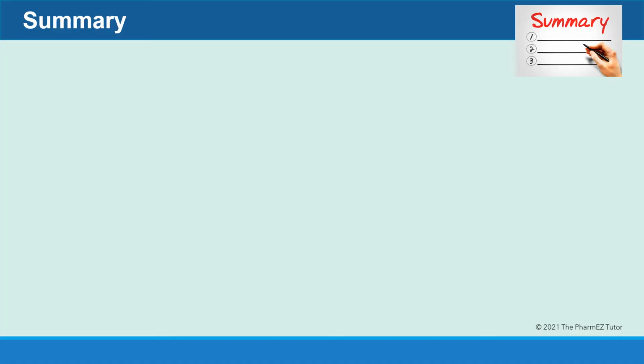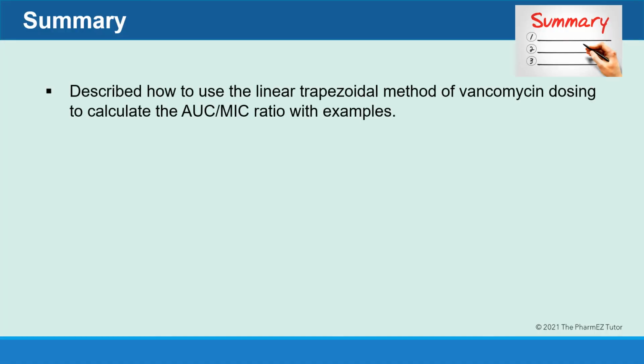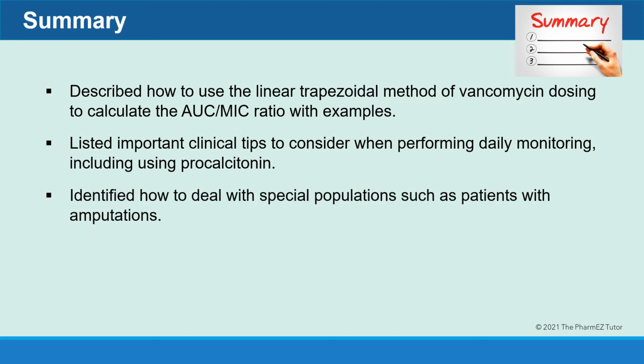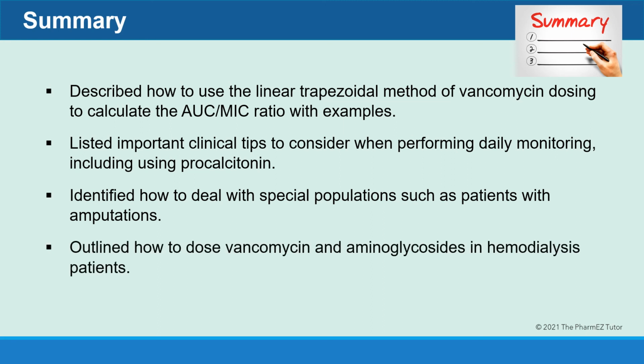Let's go over what we learned in Part 5. We described how to use the linear trapezoidal method of vancomycin dosing to calculate the AUC-MIC ratio with examples. We listed important clinical tips to consider when performing daily monitoring, including using procalcitonin. We identified how to deal with special populations, such as patients with amputations, and we outlined how to dose vancomycin and aminoglycosides in hemodialysis patients.